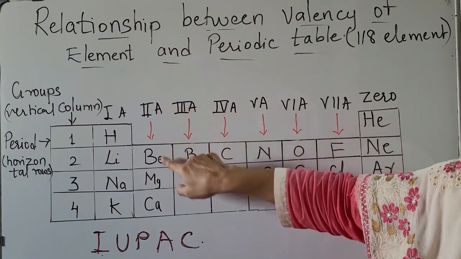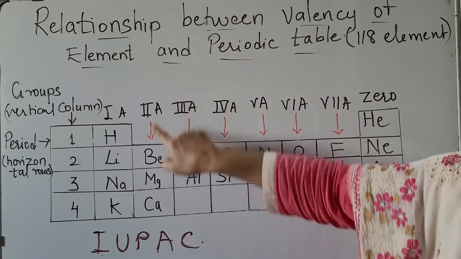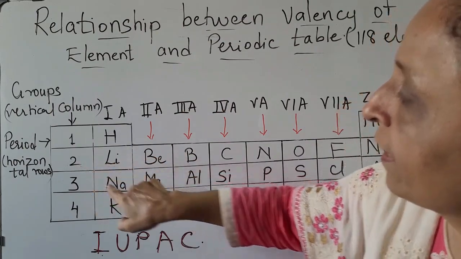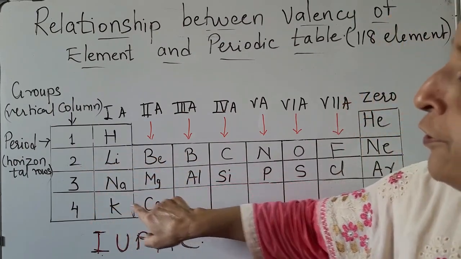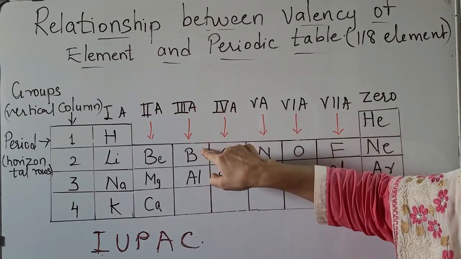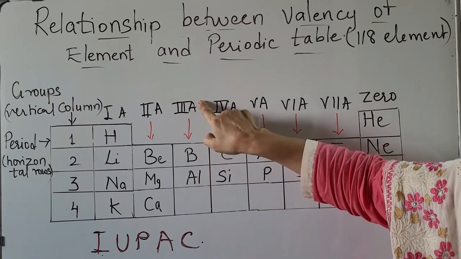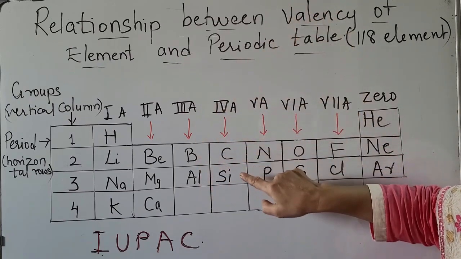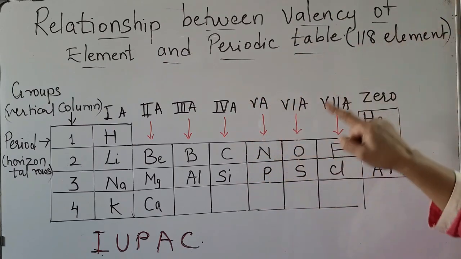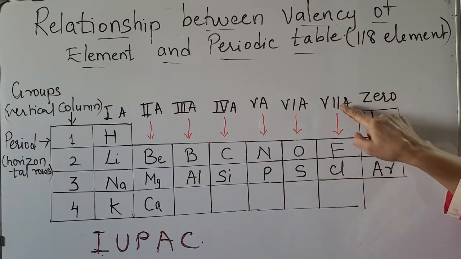Now beryllium, magnesium, calcium are in the second column, second group, and in periods: beryllium second, magnesium third, calcium 4. Boron, third column, that is third group. Boron and aluminium are in the third group. Carbon, silicon fourth. Nitrogen, phosphorus fifth. Oxygen, sulfur sixth. Fluorine, chlorine seventh.